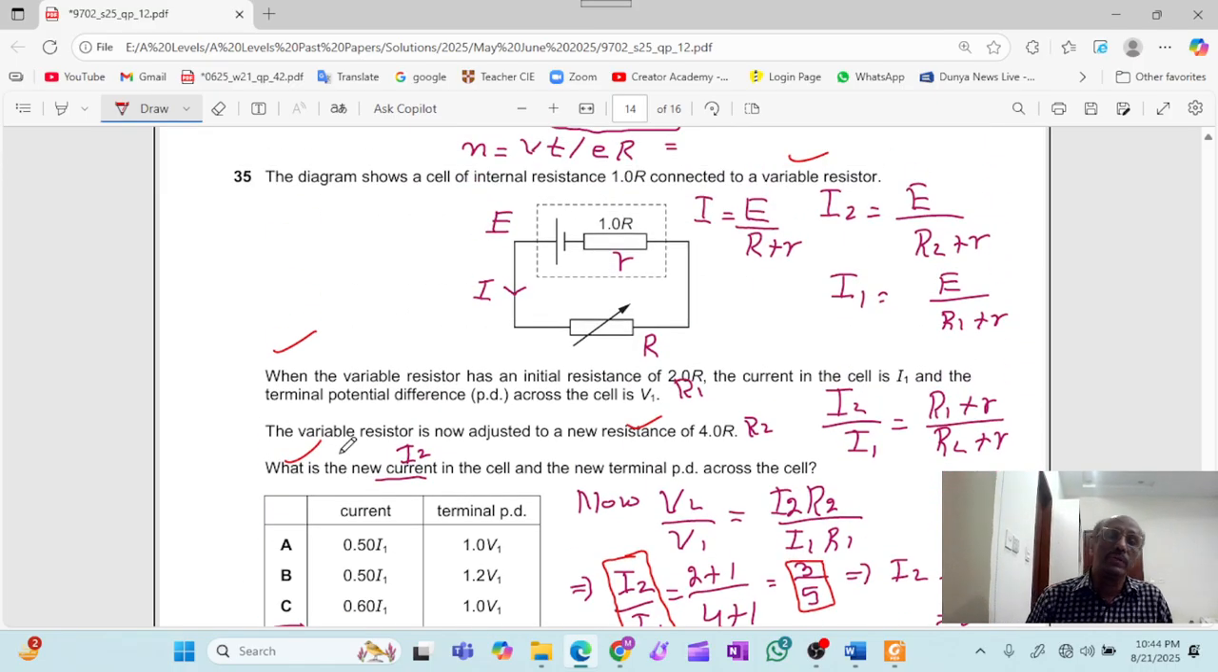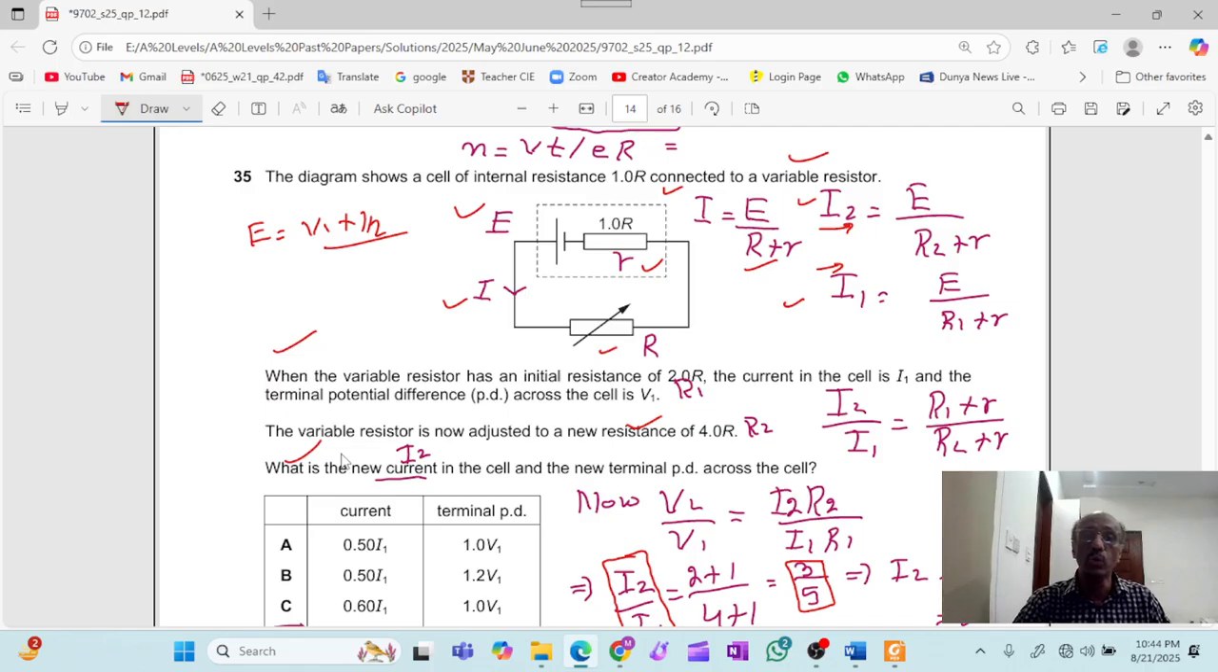What we will do? The EMF is represented by E. Then the small internal resistance will be represented by small r. This is the current and this is the resistance R, which is a variable resistor. Now the total voltage E is equal to V1 plus V2, so the voltage will divide into two parts. So E equals I into R plus small r. Similarly, we can write I1 equals E over R1 plus r, and I2 equals E over R2 plus r. So we will make these two expressions because two currents are required. The value of I2 is required.